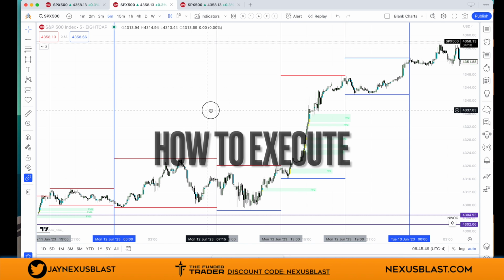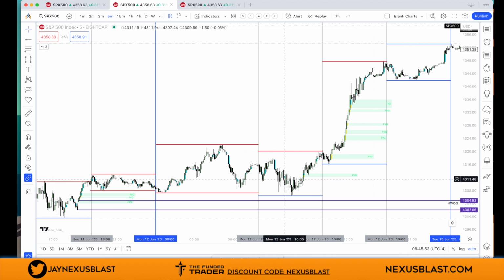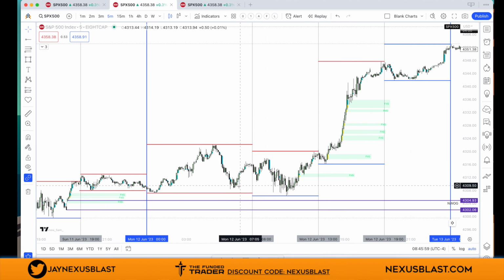Essentially, the strategy goes like this. This is the New York AM session from yesterday. It started here at 8 a.m. What we're waiting for is for this or this line to get tapped into.